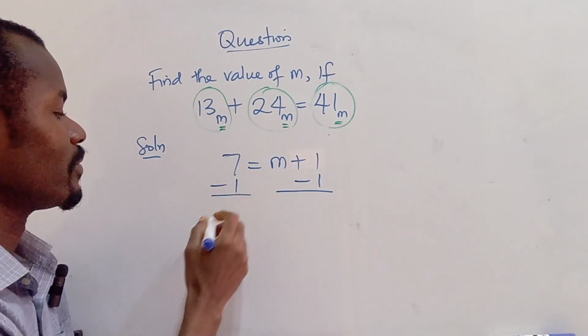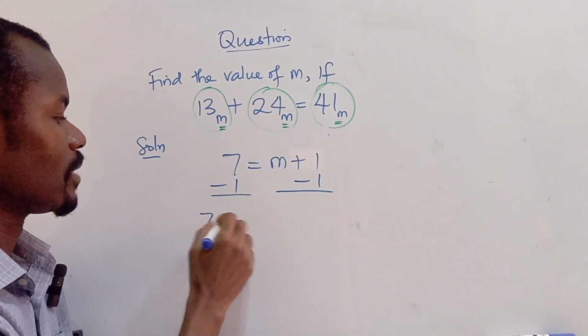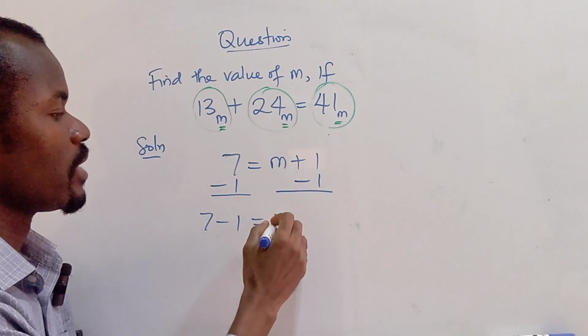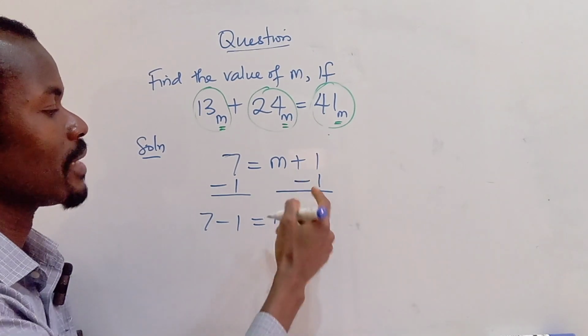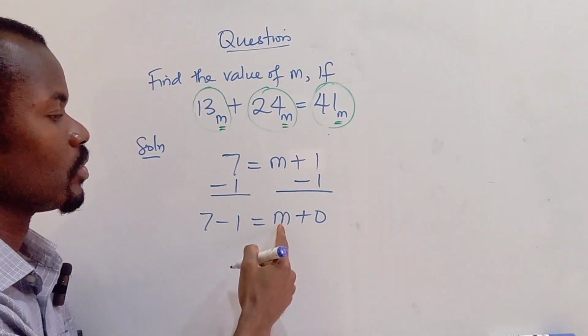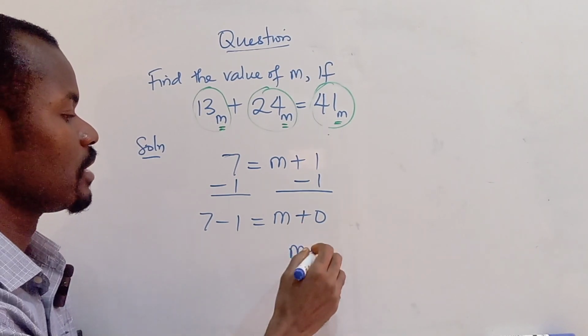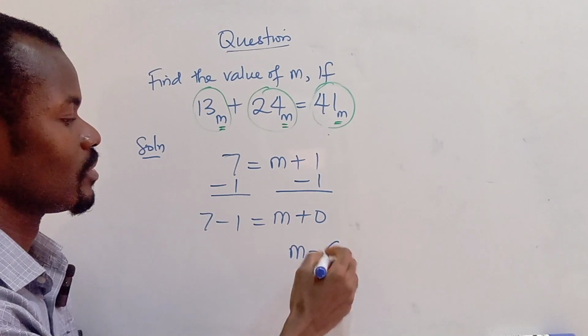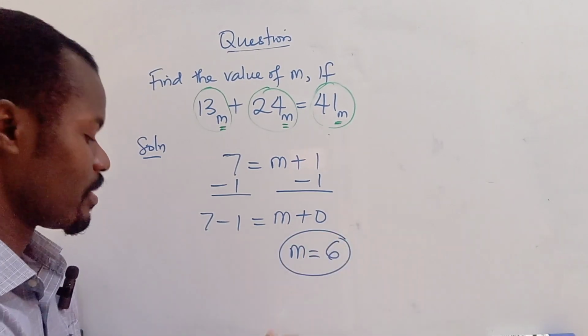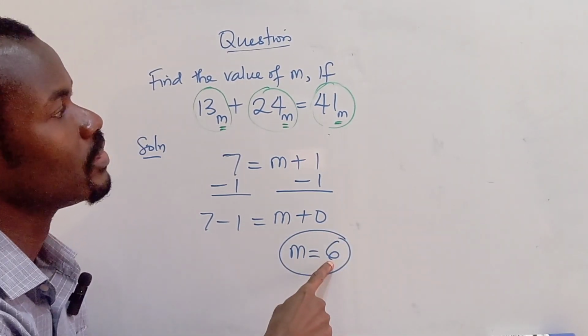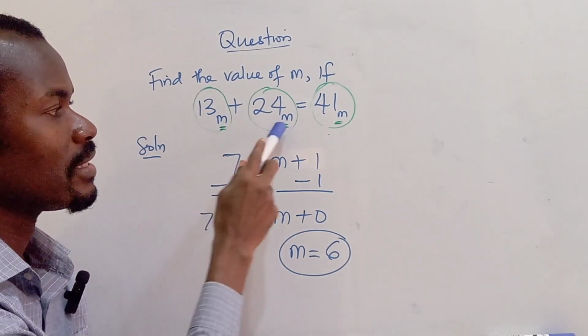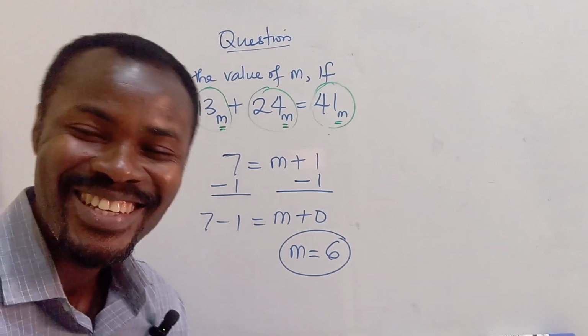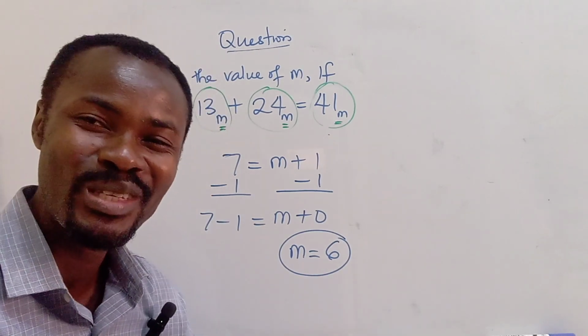So here we have 7 minus 1, and here we have n plus 1 minus 1, which is 0. So n plus 0 is going to give us n, and 7 minus 1 is going to give us 6. So n is equal to 6. So the number base here is actually 6. So that gives us a simple solution to this problem.